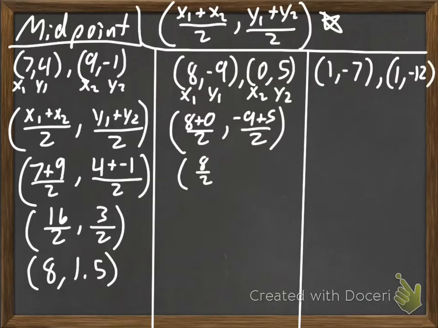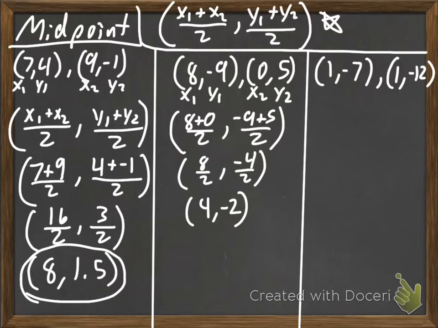So we get 8 divided by 2, negative 4 divided by 2. So we get 4, negative 2 as our midpoint. I'll circle these since there's a lot of parentheses there so you know that is the answer that we're looking for. These are the answers we're looking for. Star Wars reference.